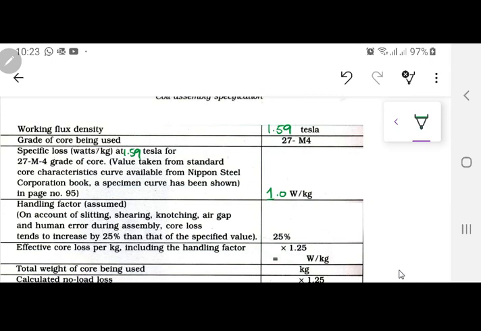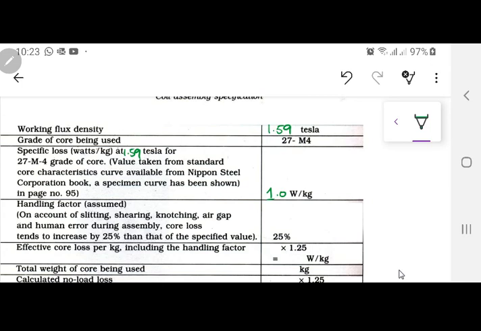Now, 1 watt per kilogram is very ideal data, but when you handle that sheet, cut it, put it together, there must be some air gap. When you are cutting these sheets, there may be some stress fractures on them. So you have to add a little handling factor. That handling factor assumed in this book is 25%. Practically, if you are a very good manufacturer, maybe this can be reduced to even 10% or 15%. But here they have used 25%. It's totally up to you if your workmanship is not good.